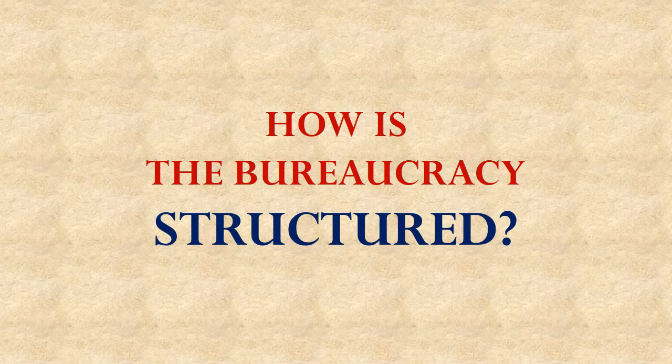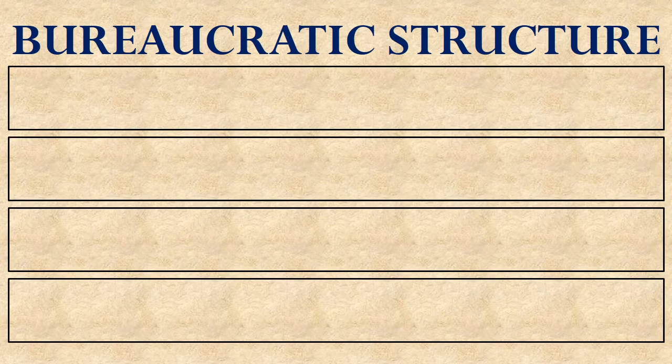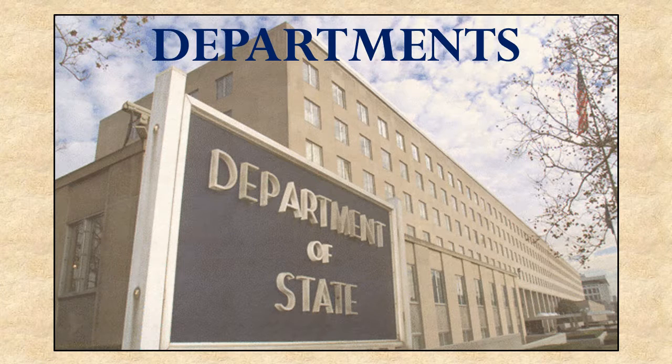So how is this massive bureaucracy structured then? Well, we're going to talk about 4 aspects of its structure. The first can be seen in the Department of State, pictured in this photo. The national government's bureaucracy is first of all divided up into big units that we call departments. The Department of State is but one of them. These are the biggest divisions of the bureaucratic structure of the federal government.